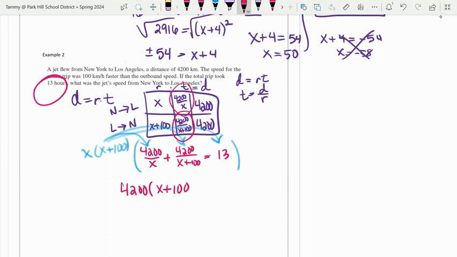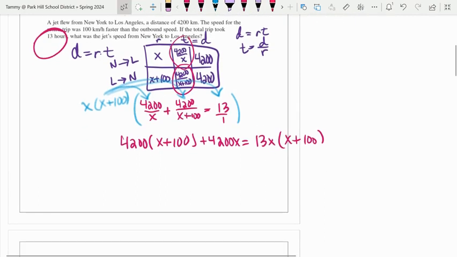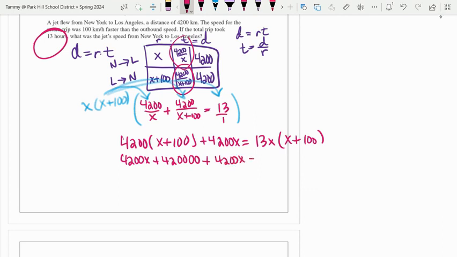Now take x times x plus 100 times the second one. Notice the x plus 100 will go away, so I'm left with plus 4,200x equals 13 times both of those. So 13x times x plus 100, because this 13 is really over 1, so nothing reduces. Now multiply this out. So 4,200x plus 4,200 and 2 more zeros plus 4,200x equals, distribute this, 13x squared plus 1,300x.